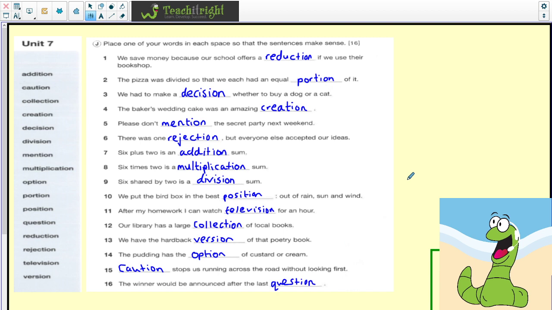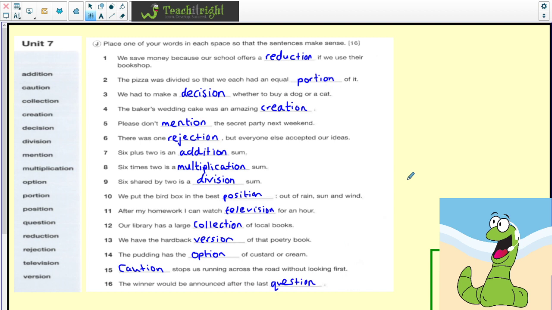Number 4, the baker's wedding cake was an amazing creation. Number 5, please don't mention the secret party next weekend. There was one rejection, but everyone else accepted our ideas. 6 plus 2 is an addition sum. 6 times 2 is a multiplication sum. 6 shared by 2 is a division sum. So all those mathematical words there, all ending with either TION or SION.